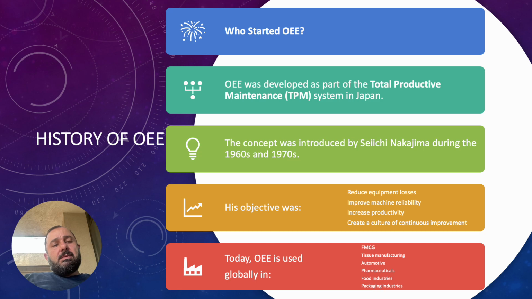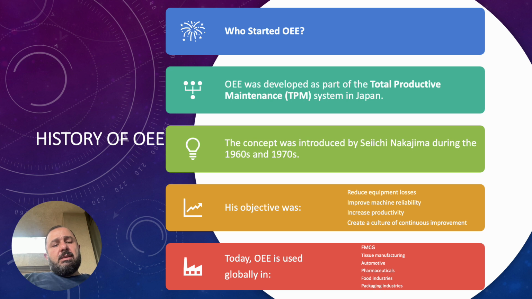We just want to talk a little bit about the history of OEE. So who started OEE? It was actually part of total productive maintenance, and Seiichi Nakajima is the person who first introduced OEE between the 1960s and 1970s. It usually looks at reducing equipment losses, improving machine availability, increasing productivity, and creating a culture of continuous improvement. That's very important for all manufacturers to look at.